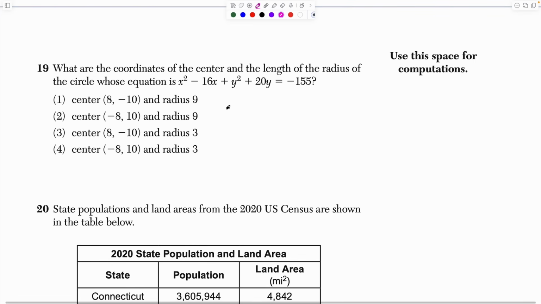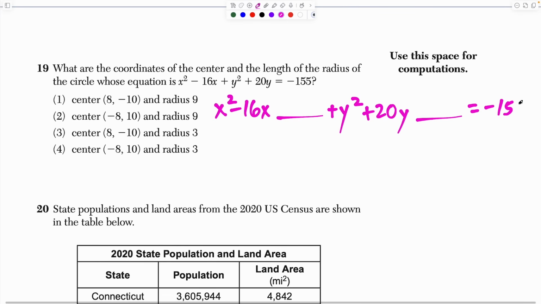For a question like this, what we need to be able to do is complete the square. So I'm going to write out that equation again, but I'm going to leave a little space after this x term. And then I'm going to write y squared plus 20y. I'm going to leave another space after this and then say equals negative 155.